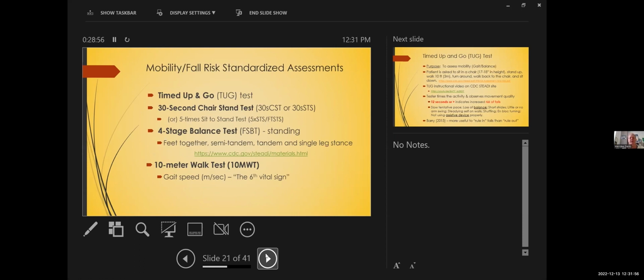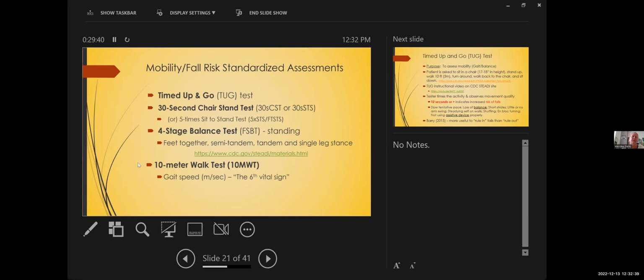For checking her mobility and fall risk, there are lots of different balance assessments out there, but the CDC did research and found what would be quick and effective ways to check balance in individuals. They came up with the Timed Up and Go test, the 30-second chair stand test, and the 4-stage balance test, which is standing with your feet together, standing with one foot halfway in front of the other, doing a tandem stand, and then standing on a single limb stance. So those are the 3 that are recommended by the CDC.